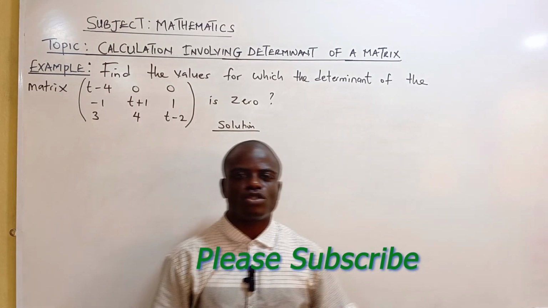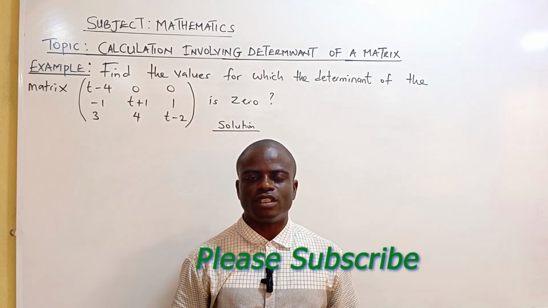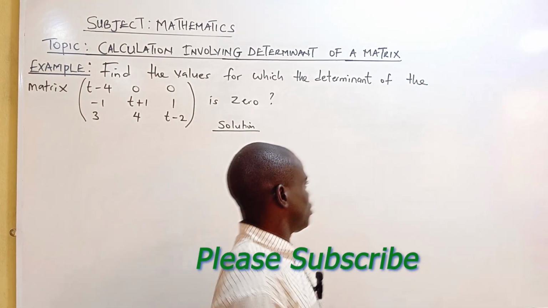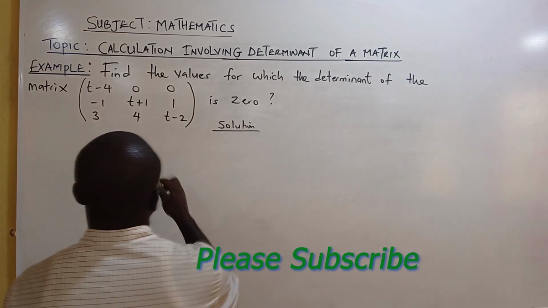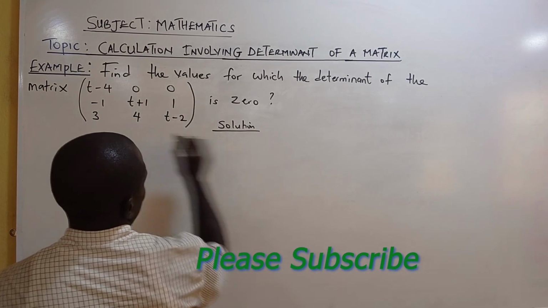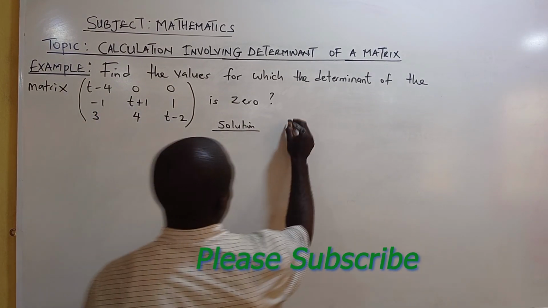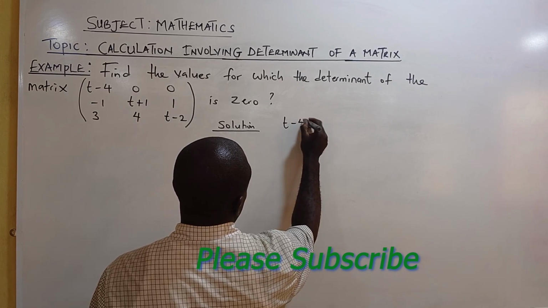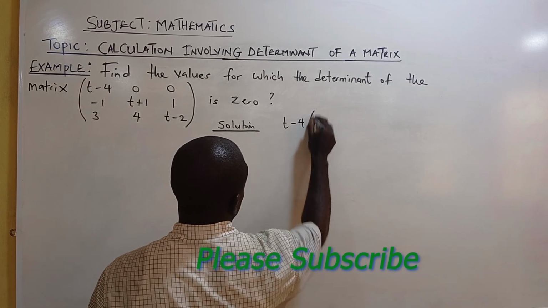Good day, students. Today I want to solve a problem that involves determinants of a matrix. What you need to do is to analyze your question. You are picking t raised to power minus 4 first, t minus 4. Is that okay? Open brackets.